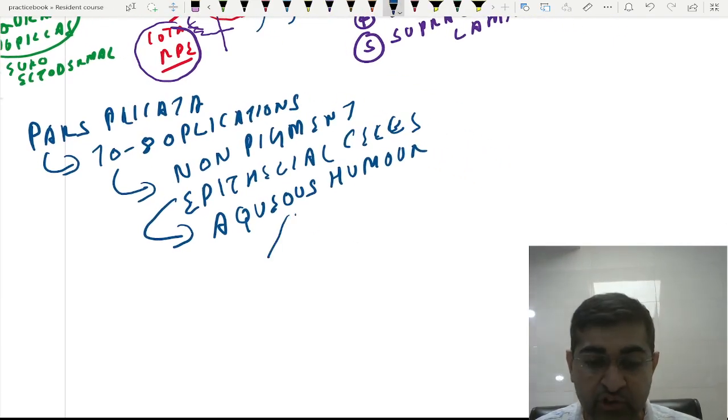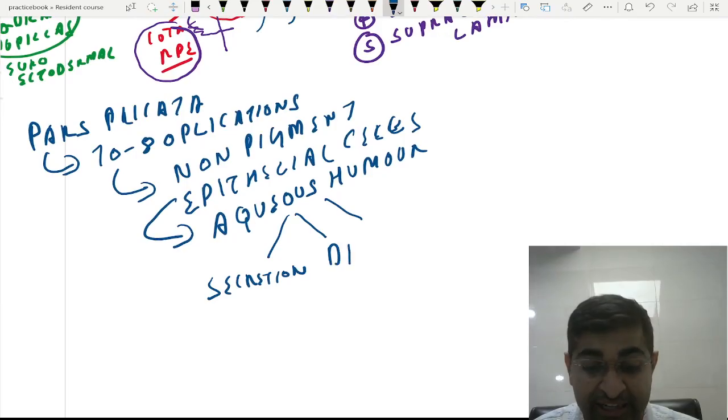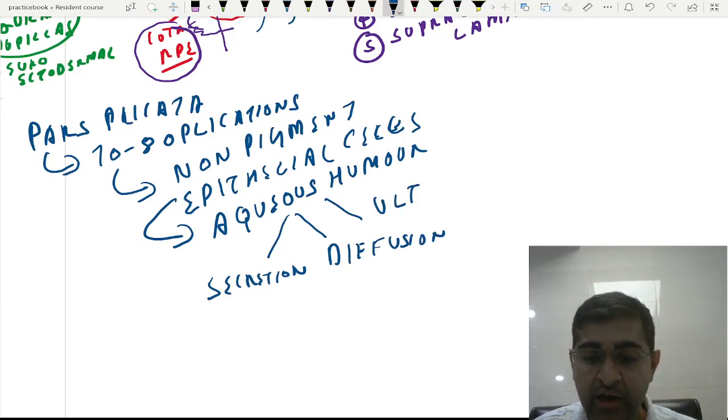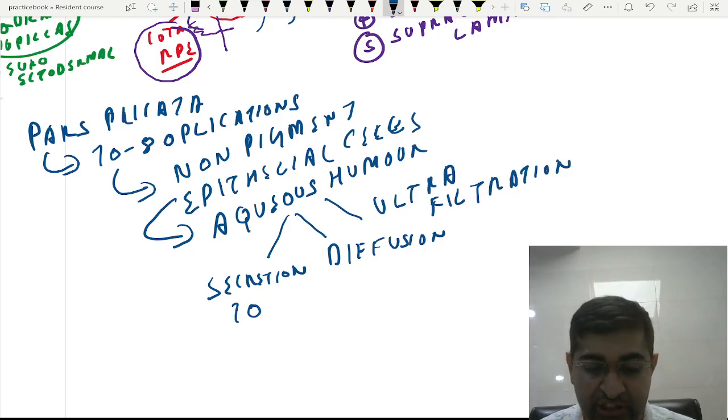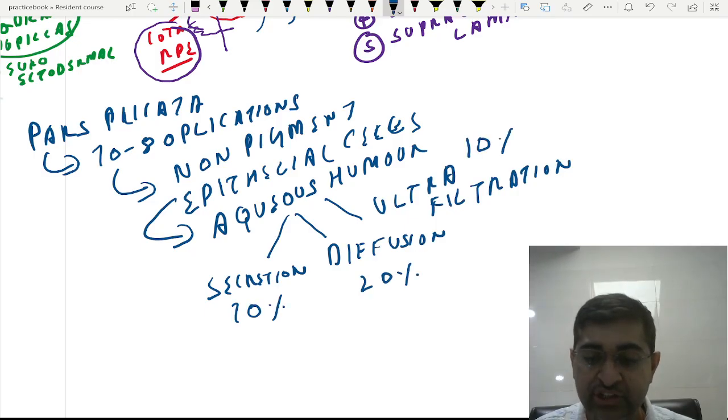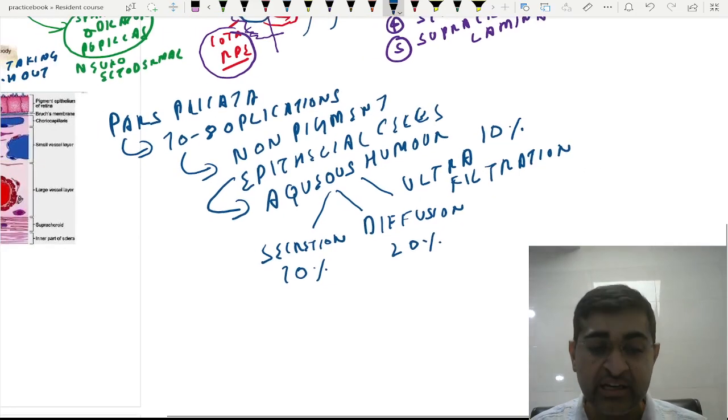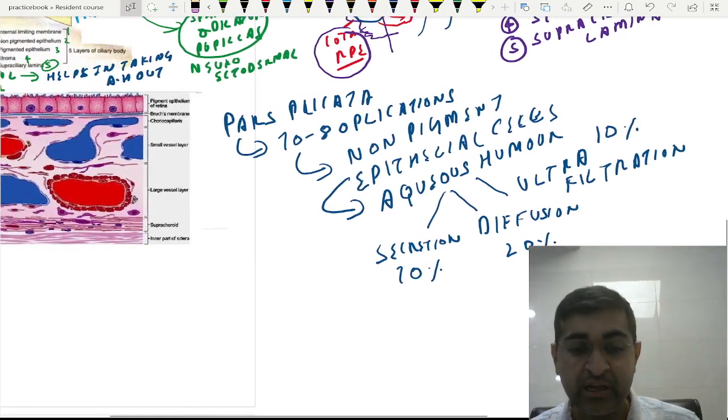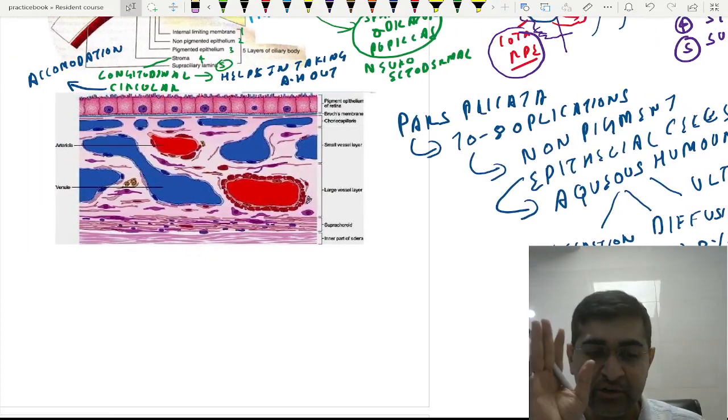Aqueous humor is formed via three processes. One is secretion, another is diffusion, and third is ultrafiltration. Secretion is 70%, diffusion is 20%, ultrafiltration is 10%, right? That is the part of the pars plicata of the ciliary body.